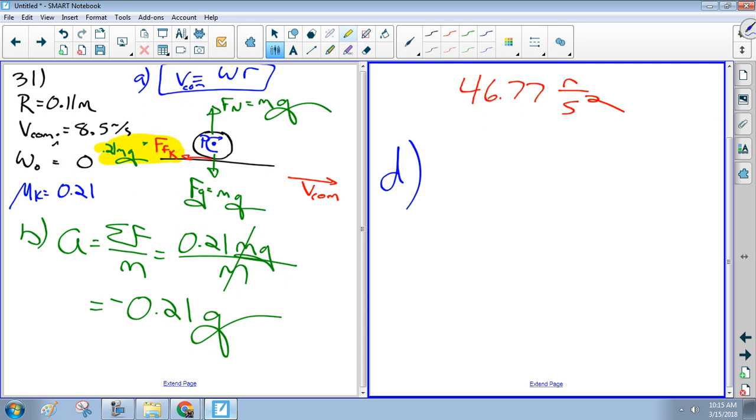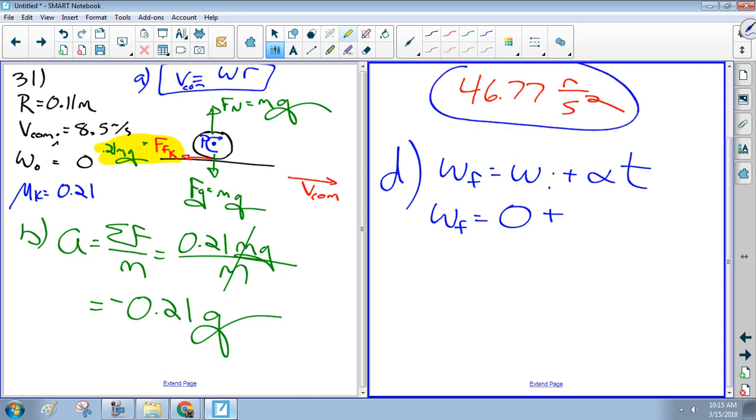Okay, so you're doing this: omega F equals omega I plus alpha t. Your initial angular velocity is 0. I love where this is going. This is perfect. Plus, he's saying we just found our alpha, 46.77 radians per second squared, times t. Love it. And then I put that in parentheses, and I multiplied by 0.11, which is the radius.